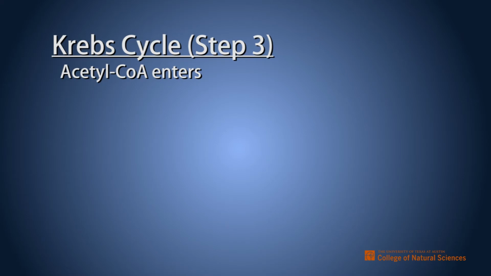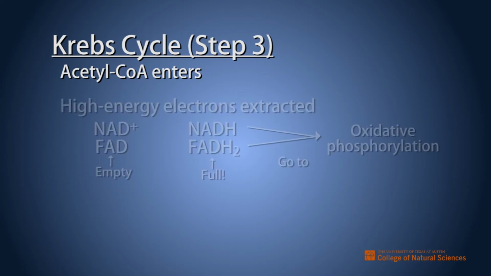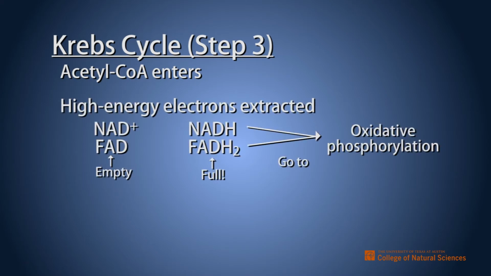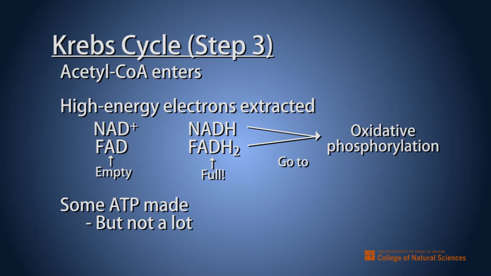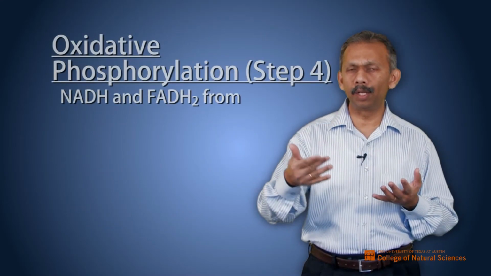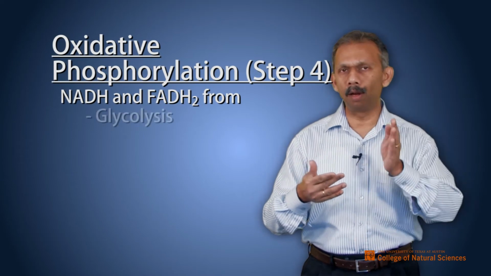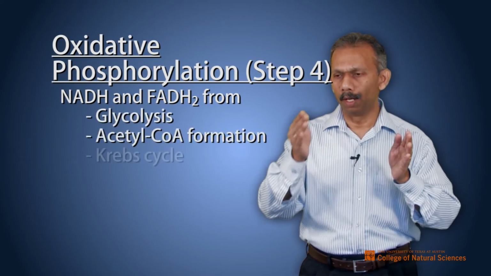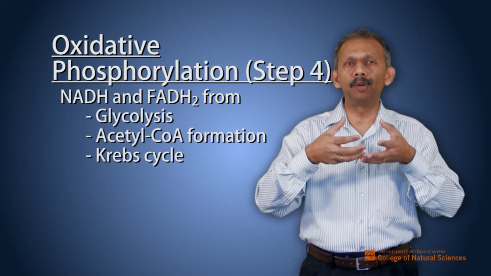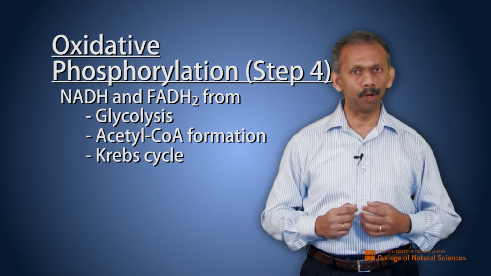There, acetyl-CoA is oxidized, meaning electrons are extracted and given to the electron carriers NAD+ and FAD to make NADH and FADH2, which then go on to oxidative phosphorylation. There is also some ATP made, but not a lot. Okay? Just a few ATP there, and then the NADH and FADH2 made in glycolysis, acetyl-CoA formation, and the Krebs cycle, all of them combined together, go to oxidative phosphorylation.